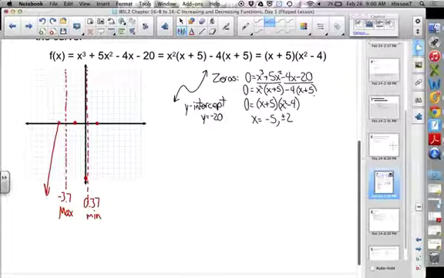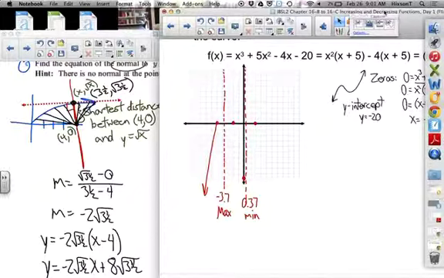We just plug them into the original, because we're looking for points on the graph. So you can plug them in. It doesn't matter if you plug it into this or the factored form. Sometimes the factored form is a little easier to evaluate with. All right, so let's actually do that here.